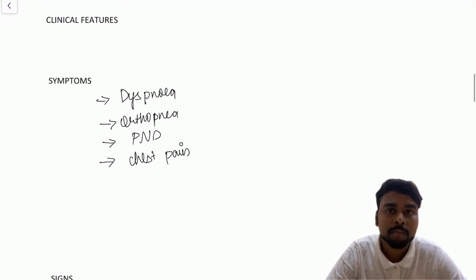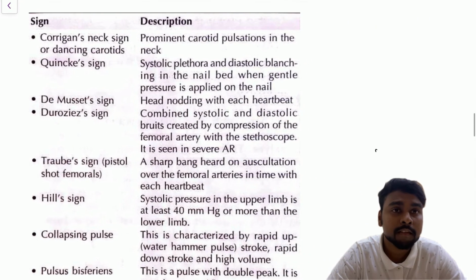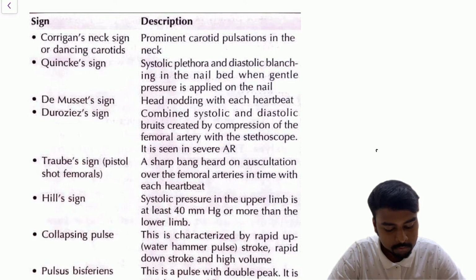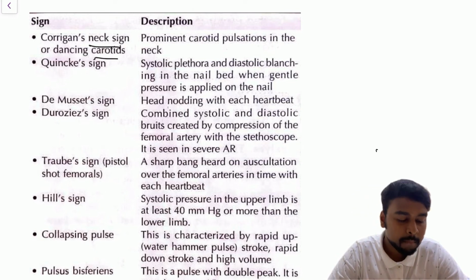Now, let's move on to signs. What are these signs? I will explain. The first one is Corrigan's neck sign, or dancing carotids. There are prominent carotid pulsations in the neck. You can see it in the patient.